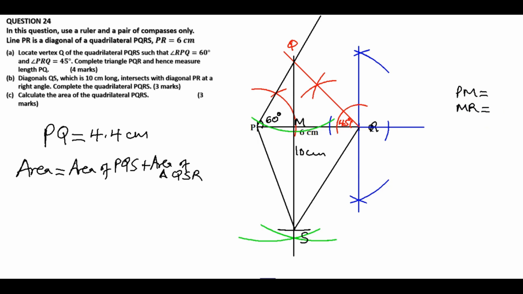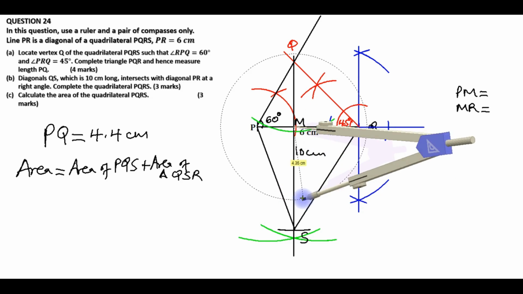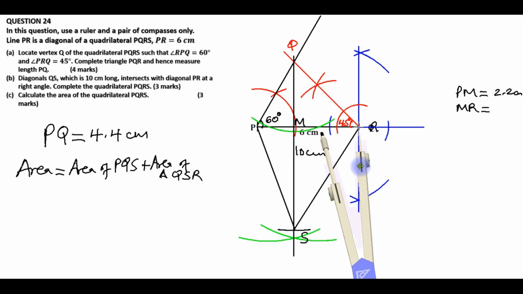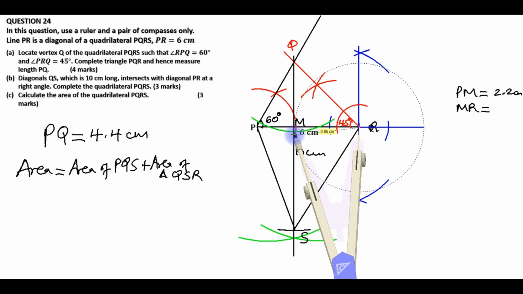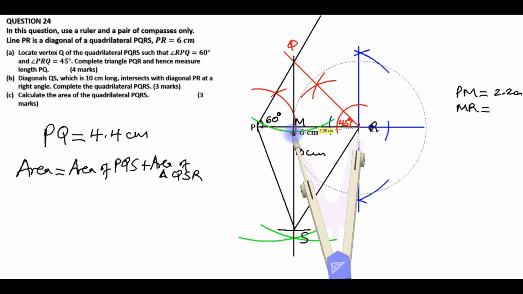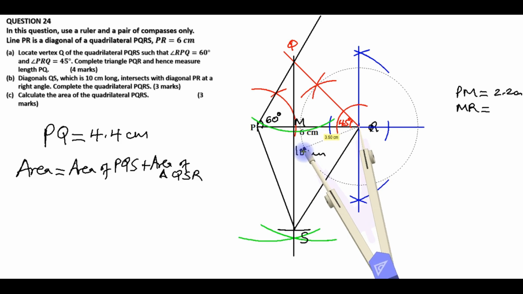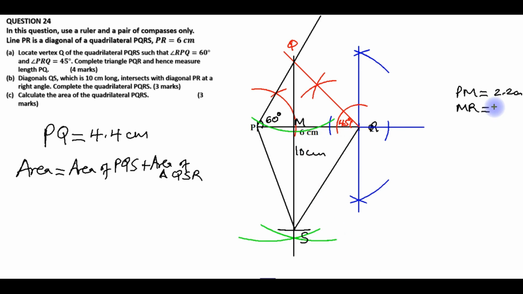So from here, I want to measure, so that will be 2.2, that is 2.2 centimeter, and then MR will be 3.8 centimeters, such that in total it will be 6 centimeters.